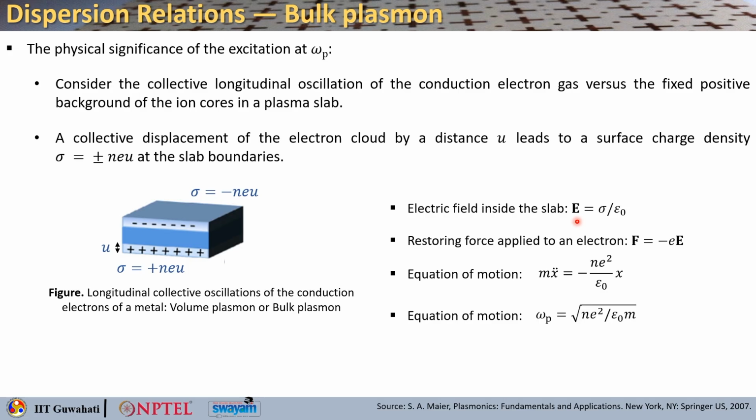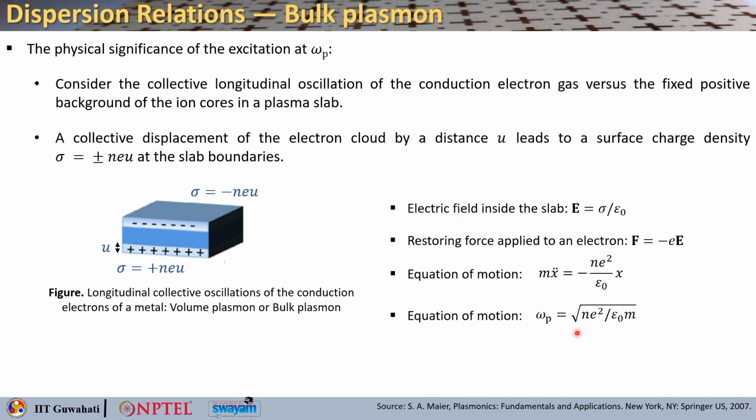The electric field inside the slab can be written as E equals sigma by epsilon naught. You can understand the restoring force that can be applied on the electron. F can be written as minus e E, where this is the electric field and e is the charge of the electron. The equation of motion is pretty simple here. m x double dot will be minus n e square by epsilon naught into x, the amount of displacement. Here it is u, or you can also take it as x, that is fine.